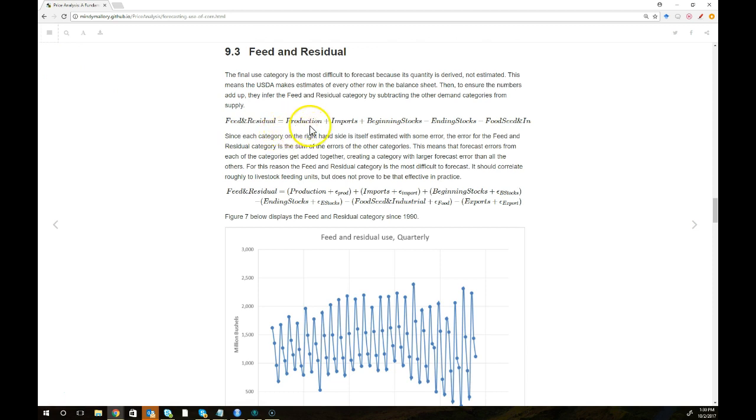And I've expressed this here in the form of an equation. So production plus imports plus beginning stocks, that's the total supply, minus ending stocks, and minus the food, seed, and industrial category.